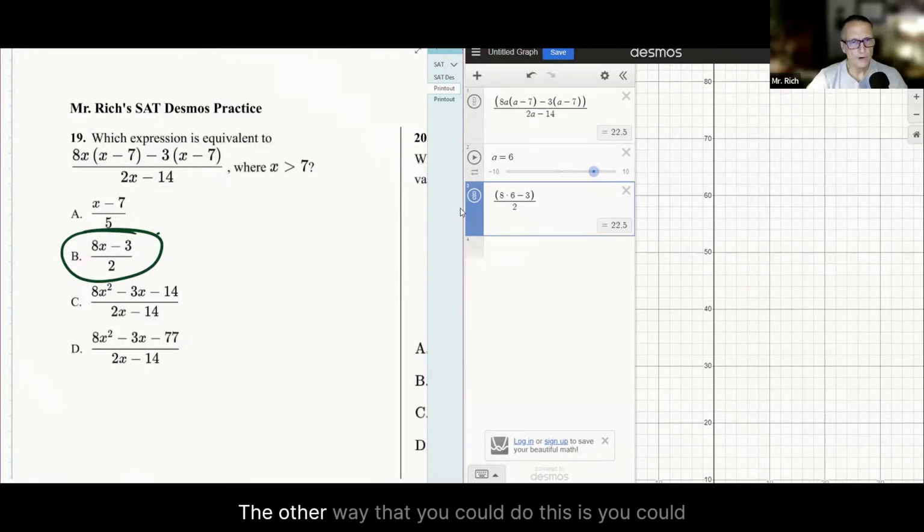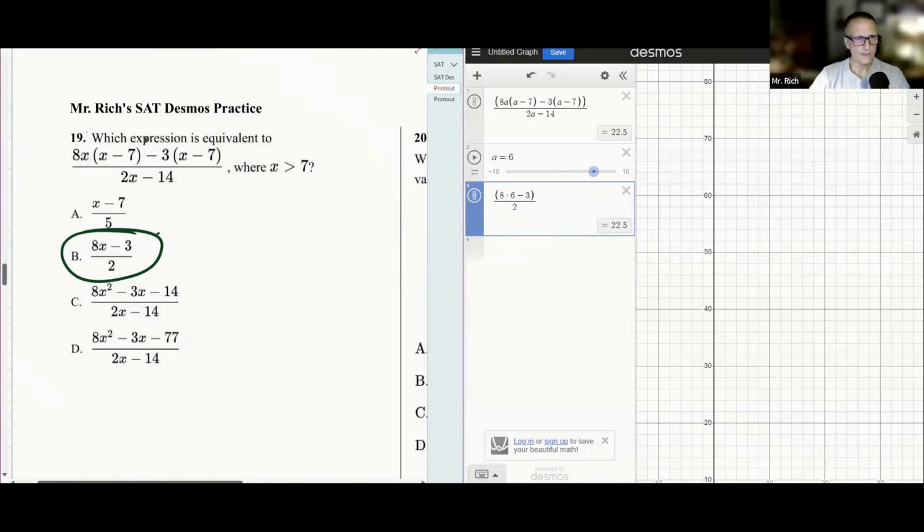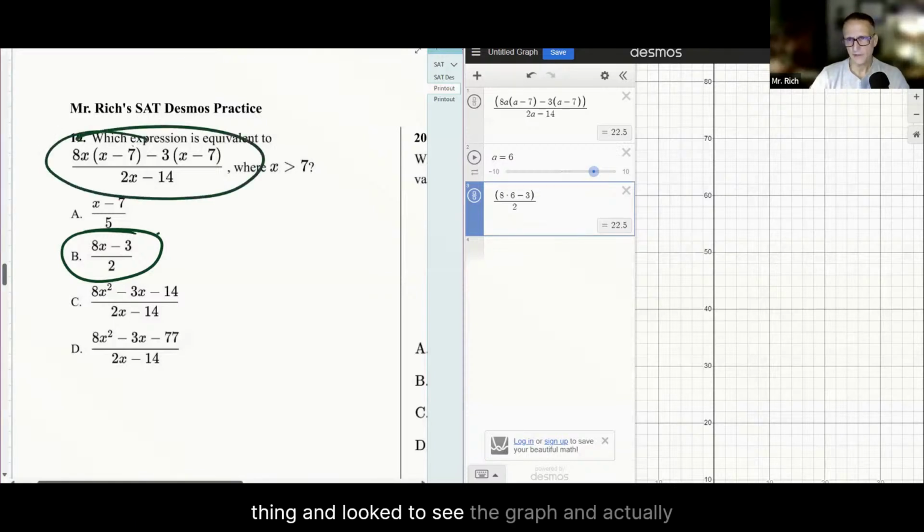Okay. The other way that you could do this is you could have graphed this thing and looked to see the graph and actually look at what its shape is or where it is, and then graph each one of these and see which one of these lays right on top of that. Okay, so you could try, it's another way you can do it.